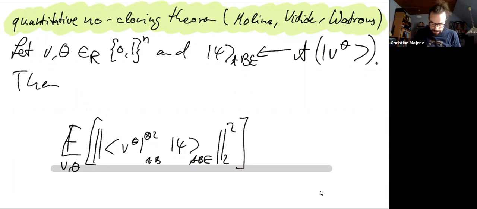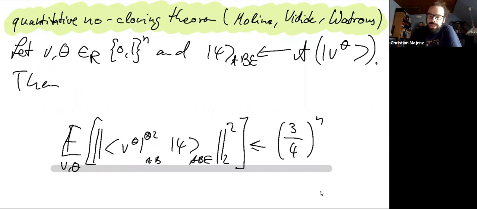And then this expression is actually upper bounded by an exponentially small bound. So 3/4 to the power n. So by just making these BB84 strings or these BB84 states long enough, we can basically suppress any copying attempts exponentially.